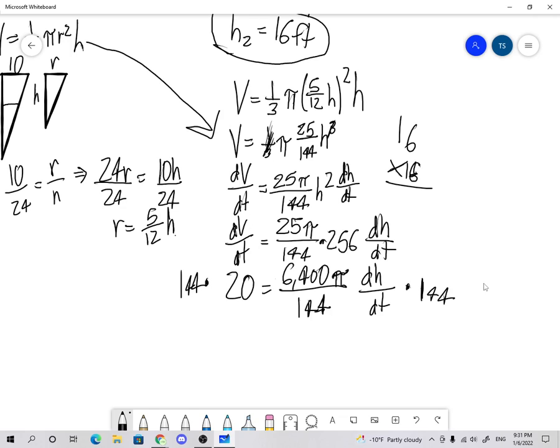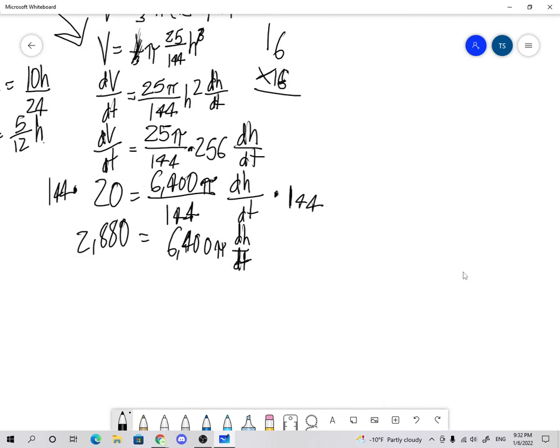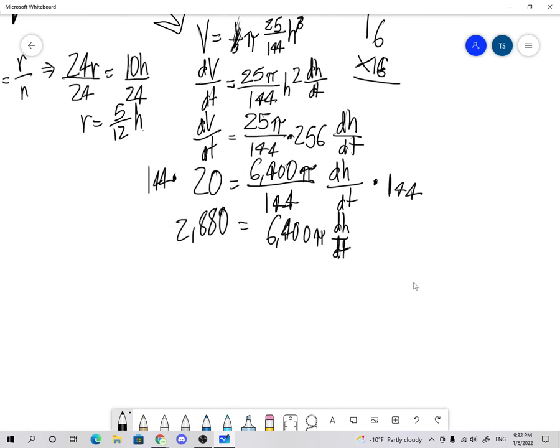So that will be 20 times 144. That's going to be 2,880 is equal to 6,400 pi dh/dt. And assuming your algebra levels are here, where we've been for a lot of calculus, you should know that this is the part where you will be dividing. So you're going to divide by 6,400 pi on both sides.